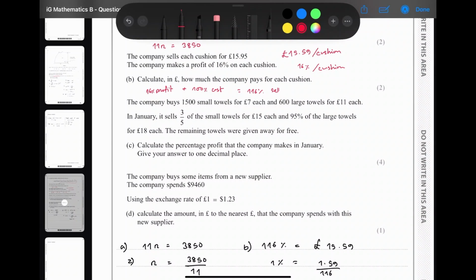Here we are given a load of details. Small towels are 1500 and big are 600 pieces. Small are bought at 7 and big are bought at 11 pounds each. Small are sold at 15 and big are sold at 18. They sell 3/5 of the small ones and 95% of the big ones.